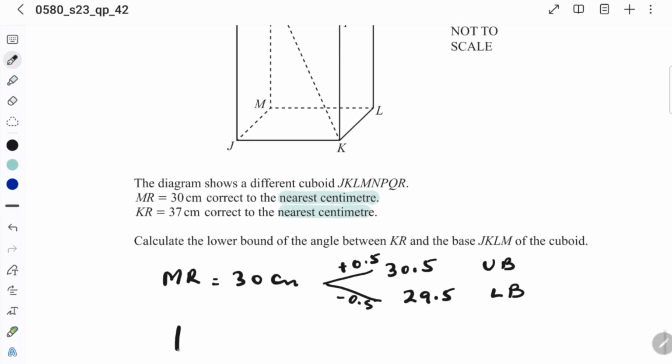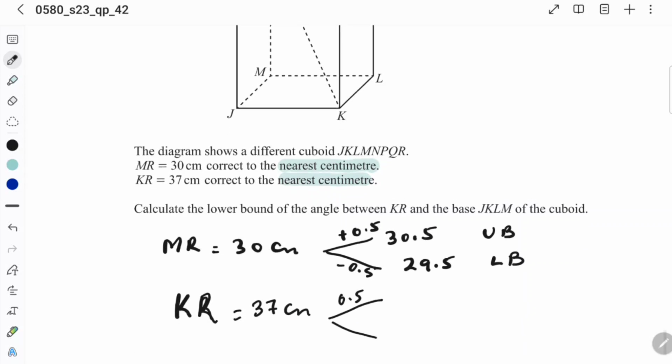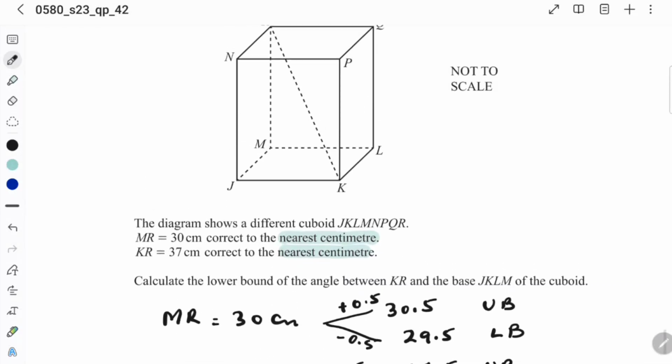The other number KR is equal to 37 centimeters. So again we'll do the same thing. We add 0.5 and we subtract 0.5 to get the upper and lower bound. So that is equal to 37.5 as the upper bound and 36.5 as the lower bound in this question.